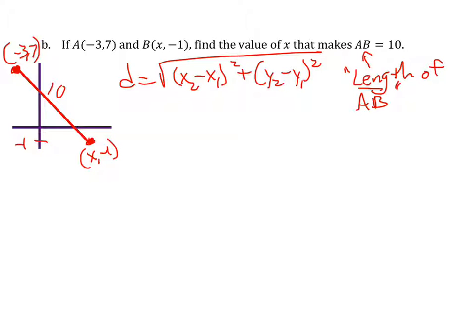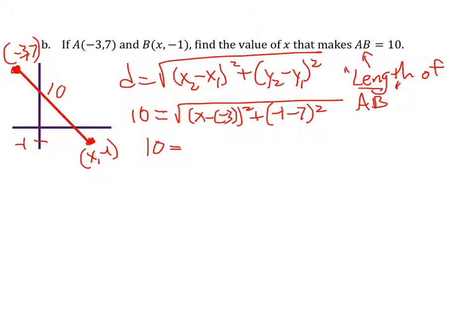All right, let's plug in what we know. Our distance that we're looking at is 10, and we've got that equals the square root. We've got our x's. I don't know the second x, so we've got x minus the first x, negative 3 squared plus y2 minus y1. Okay, got that.